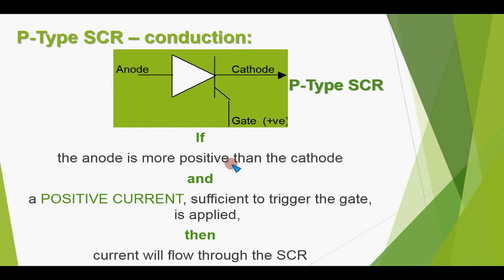Then there are the types of SCR conduction. The first type is the P-type SCR conduction. You can see here the symbol of the SCR, which has anode, cathode, and the gate. And here specifically the figure shown is the P-type SCR. Here the condition is that if the anode is more positive than the cathode, and a positive current sufficient to trigger the gate is applied, then the current will flow through the SCR.